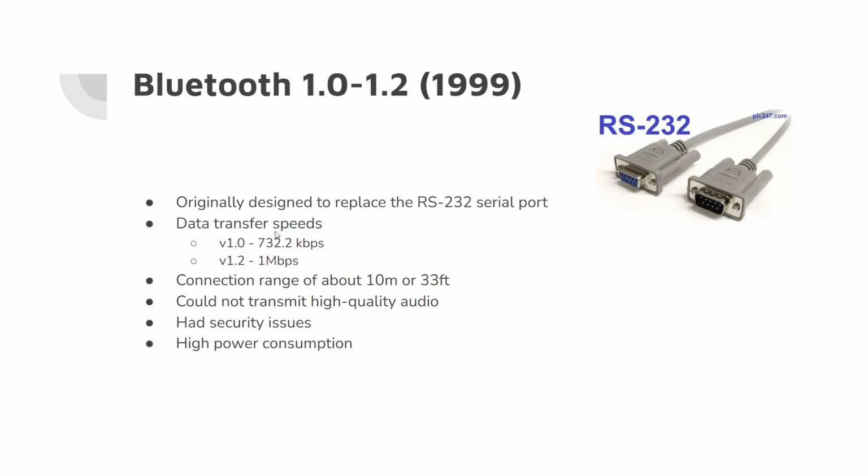The data transfer speed back then, with version 1, was approximately 732 kilobits per second, and then with 1.2 we upgraded to 1 megabit per second. Connection range was about 10 meters or 33 feet. It couldn't really transmit high audio quality at the time, had some significant security issues, and very high power consumption.